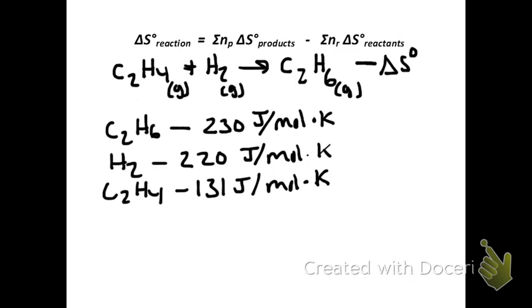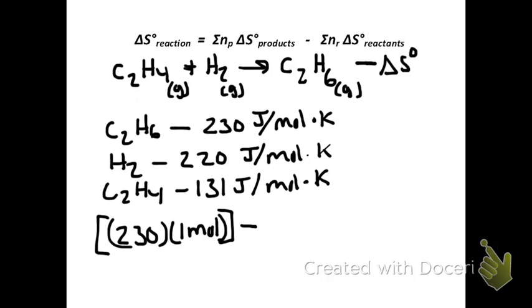So we're going to start out with the products first. So we're going to start out with C2H6. We're going to go 230. And how many moles? 1 mole, right? 1 mole of C2H6, and that's our only product there. So we're going to take this and subtract from it the sum of the reactants.